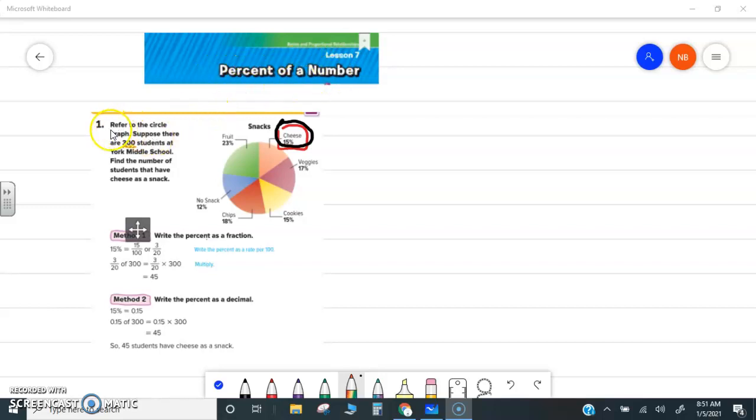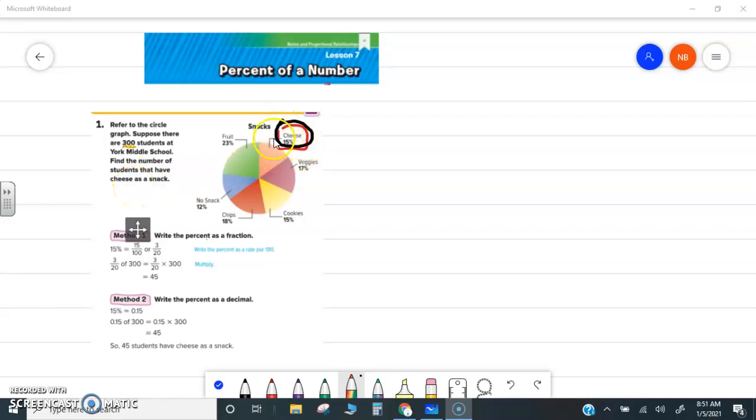Let's look at the question here. It says refer to the circle graph. Suppose there are 300 students at York Middle School. That's the total number of students. We want to find the number of students that have cheese as a snack. So we're going to take the 300 and find out how many of them have cheese.